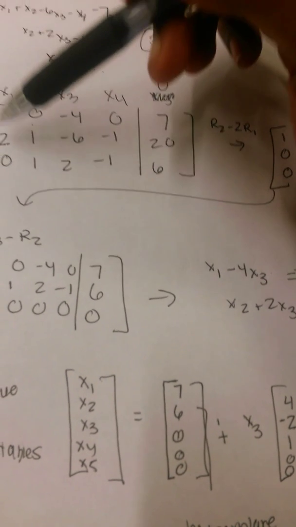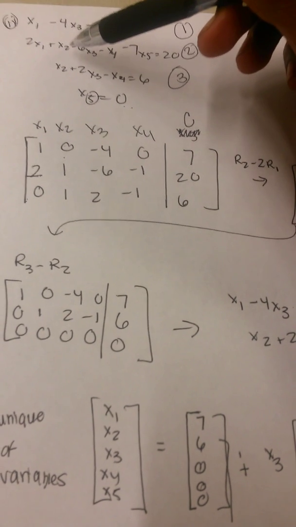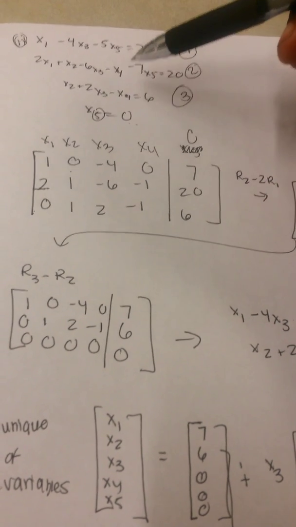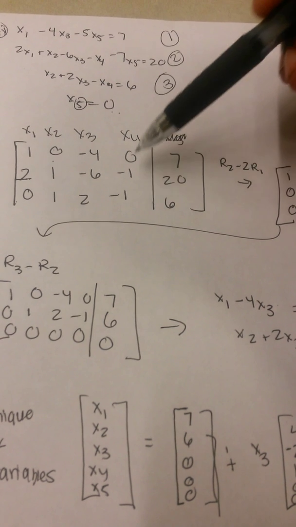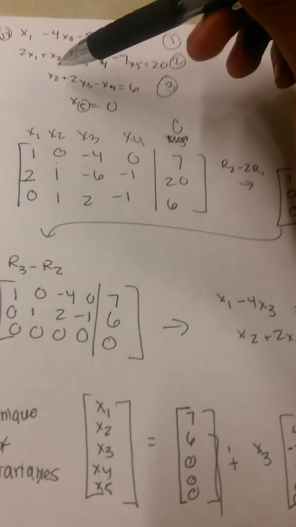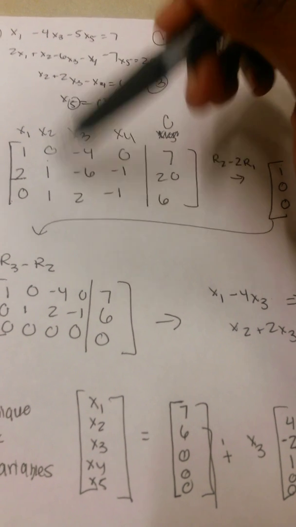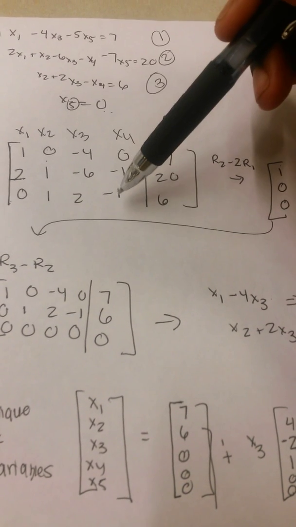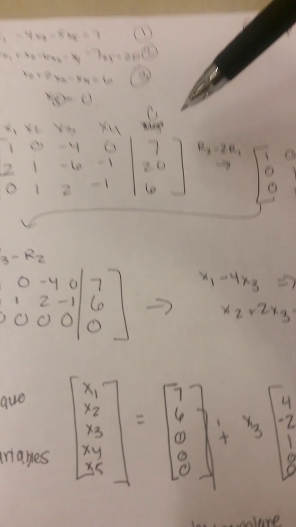The next row would be 2 for the 2, 1 for 1, negative 6, negative 1, and negative 1. x5 again is equal to 0. And then the third row would be 0 because there's no x1. x2 is 1, x3 is 2, and x4 is negative x, which is the same thing as negative 1.